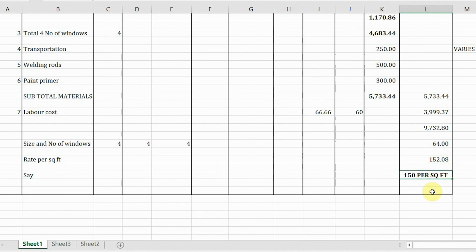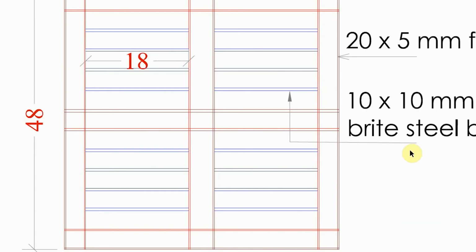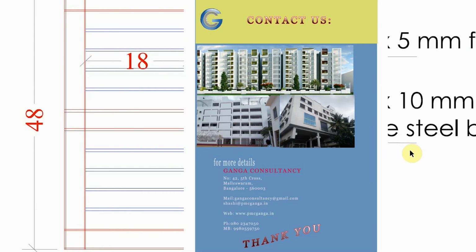Say 150 can be the exact rate. Negotiate neatly with the fabricator and we can get the best rate. So this is the rate analysis part. You can also calculate directly, and we can estimate and calculate.